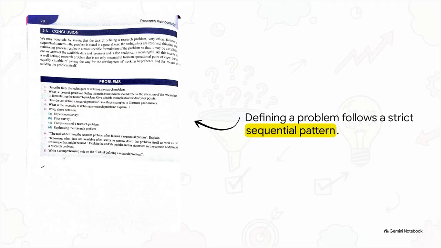As the chapter wraps up, it really reinforces that we're applying a very strict sequential pattern here. You state it generally, you actively resolve those ambiguities, and through thinking and rethinking, you arrive at a highly specific formulation. A well-defined problem isn't just some academic hurdle to clear. It's a vital tool that literally paves the way for your hypotheses and the actual solution to the problem itself.